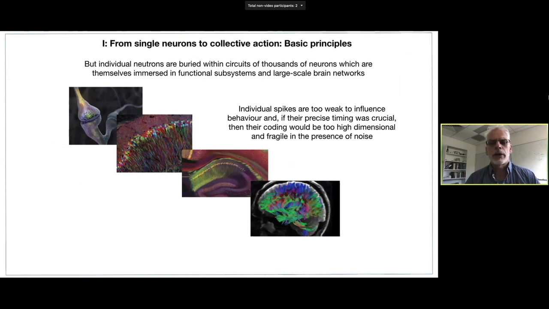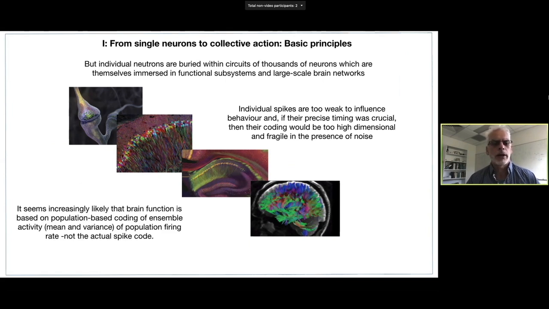Individual spikes are too weak on their own to influence behavior. And if their precise timing was crucial, then you can imagine that the way they would code information would be so high dimensional, and it would be very, very fragile in the presence of noise. So if my brain state or my cognitive state depended on the exact state of all the neurons, and some of them were perturbed, then my cognitions would change likewise. And that's not a very stable way for the brain to operate. So it seems increasingly likely that brain function is based on population-based codes of ensemble activity, not individual spikes. So that's what I'll talk about now.